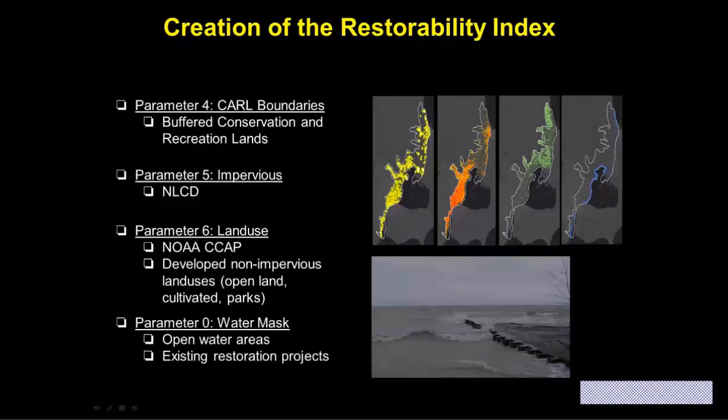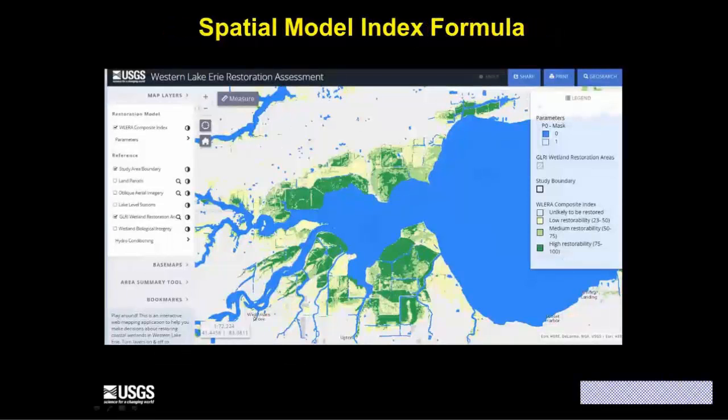So then finally, we masked out areas that we knew were too deep to be restored or had too much energy, or were already active restoration projects. So these parameters were weighted and combined to create a composite restorability model that assigns a restorability index value for each pixel of the study area, which means that the results are a continuous surface that can be aggregated at whatever scale is most meaningful for the decision maker. It could be parcel, management area, county, whatever you might be most interested in.